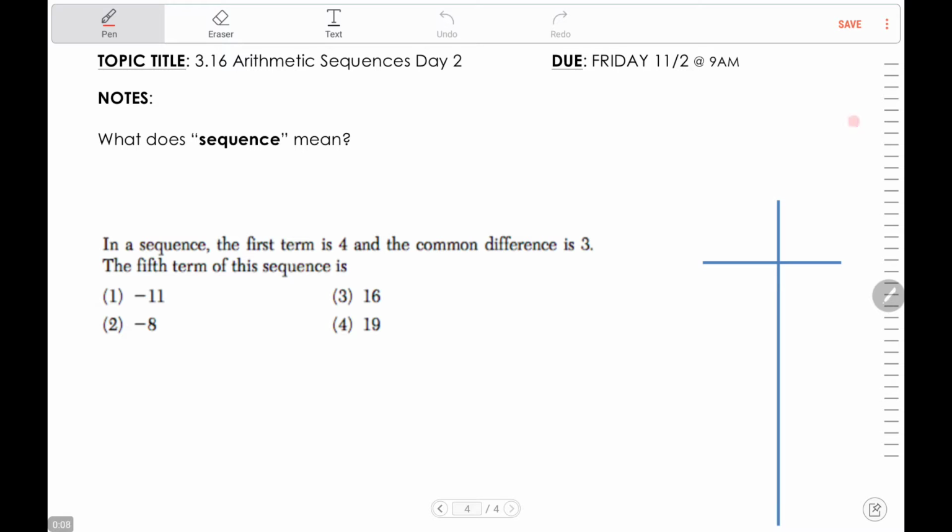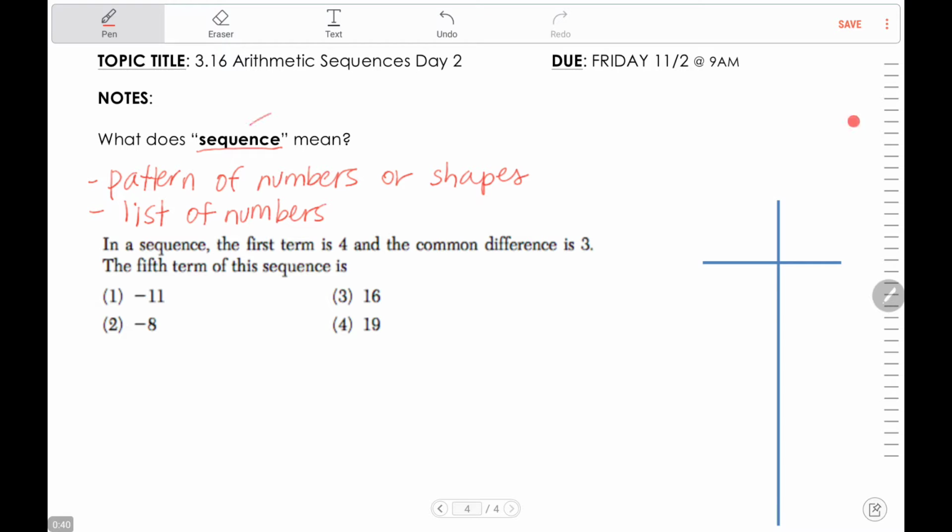So, before we begin, let's understand some of the words that we'll see in these multiple choice problems. The first word we'll see is sequence. And what does that mean? Another word for sequence, it just means a pattern, okay? It could be a pattern of numbers or shapes. It's also just a list of numbers. All of these things mean a sequence. A sequence is something that's in order.